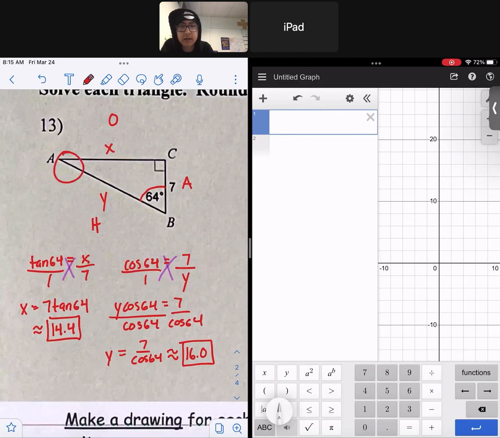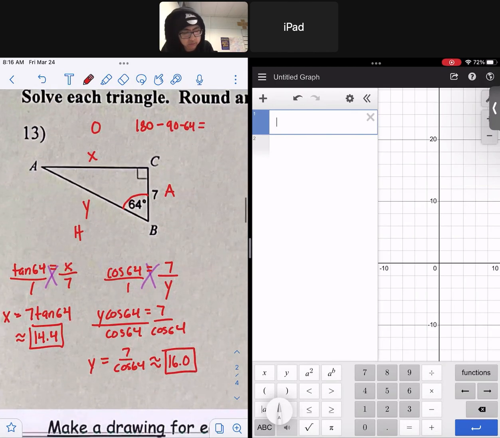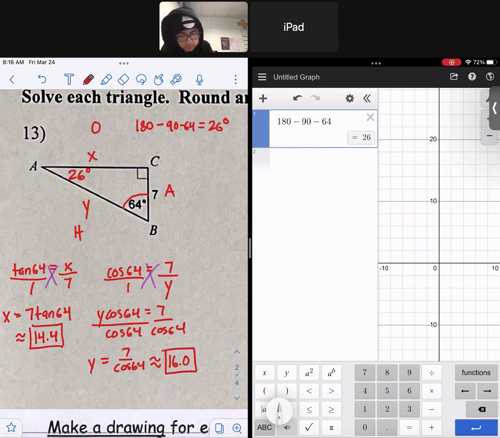To get this last angle, you guys, remember, a triangle adds up to 180 degrees total. So 180 minus 90 minus 64 will give us that missing angle, theta, right? 180 minus 90 minus 64, 26 degrees. That missing angle is 26 degrees.